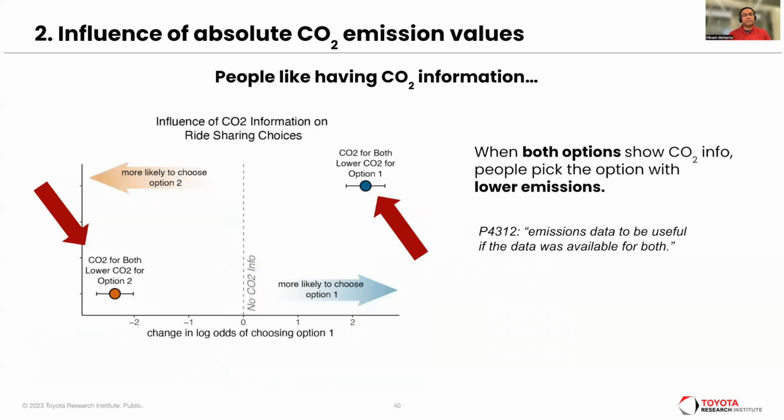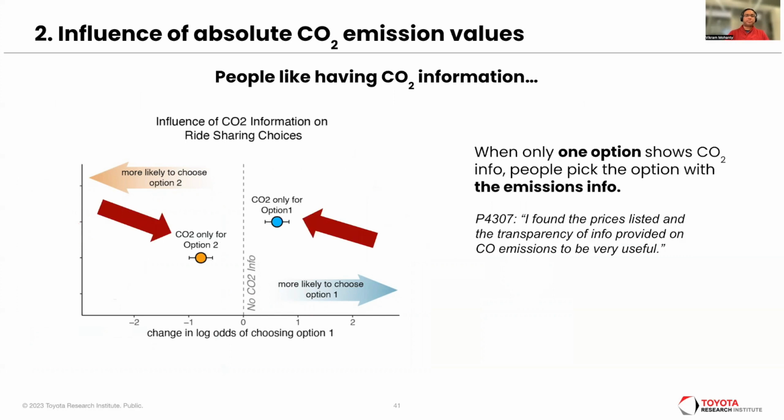We first saw something that affirmed our previous finding, that is, when both options showed CO2 information, people picked the one with lower emissions. But when only one option had CO2 information available, people ended up picking that option, suggesting some kind of transparency effect towards emissions information.